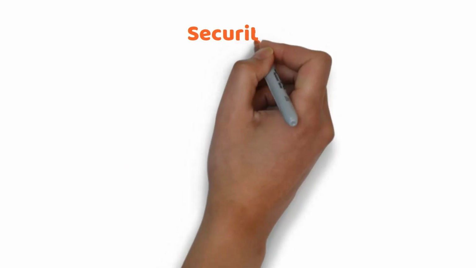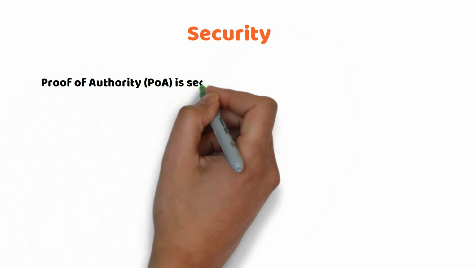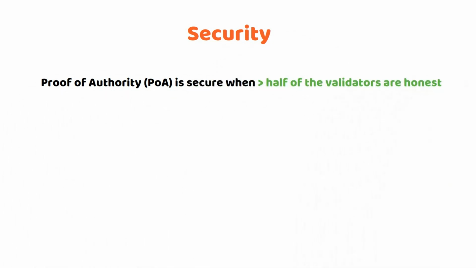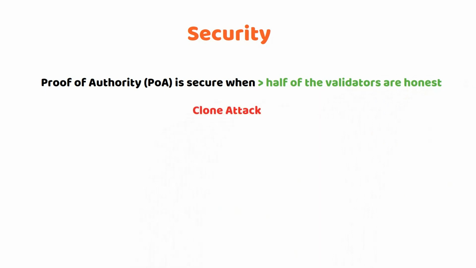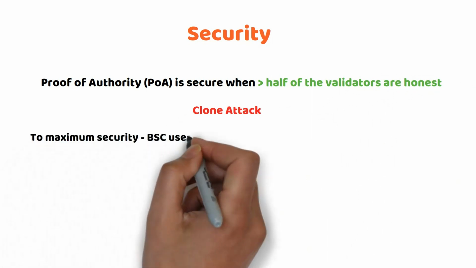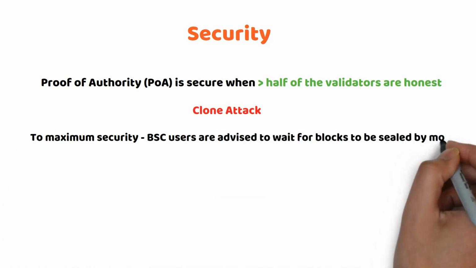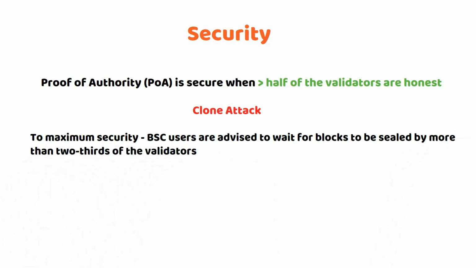Security. Proof of authority, PoA-based networks, such as Binance Smart Chain, are generally considered secure as long as more than half of the validators are honest. However, in rare cases, a certain number of Byzantine validators may still attempt to attack the network, for example through the clone attack. To ensure maximum security, BSC users are advised to wait for blocks to be sealed by more than 2/3 of the validators before making transactions. This ensures that BSC can be trusted at a similar security level to other blockchains and can withstand the presence of less than 1/3 Byzantine validators.